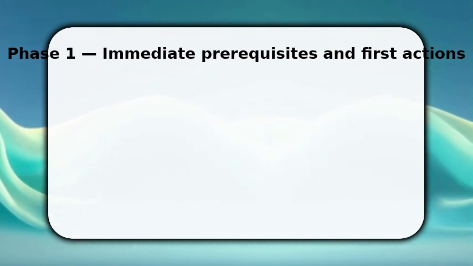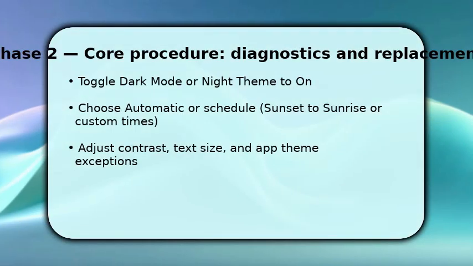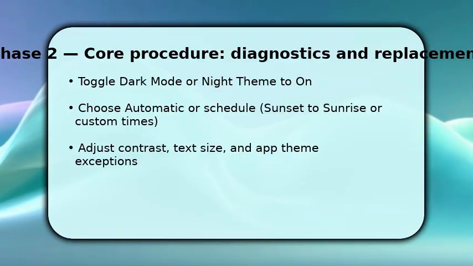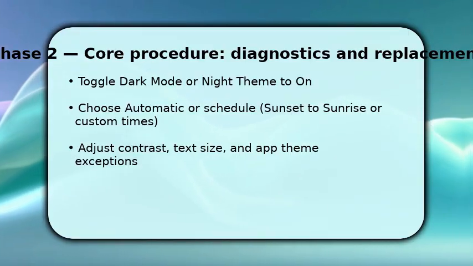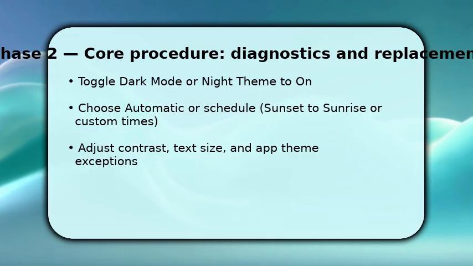Now toggle Dark Mode or Night Theme to On. This flips system colors immediately. Once toggled, you can choose Automatic Scheduling, pick sunset to sunrise for location-based timing, or set a custom schedule like 9:00 p.m. to 6:30 a.m.